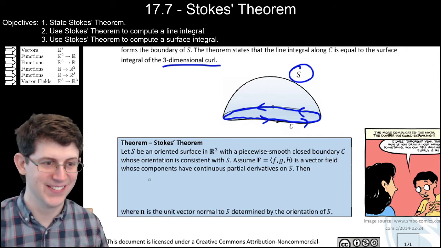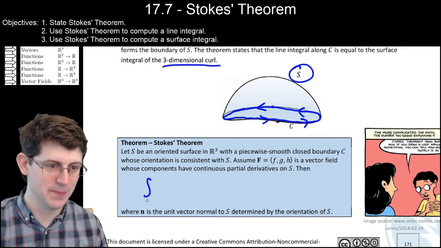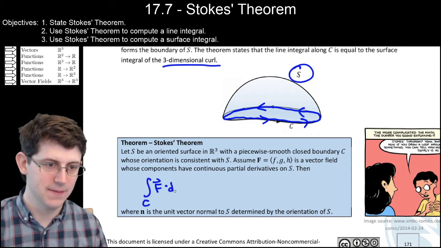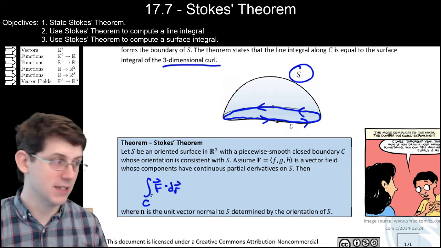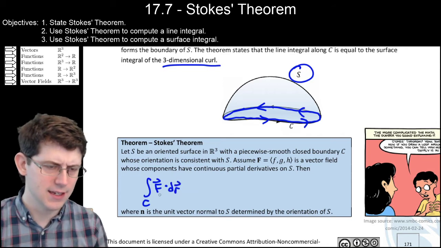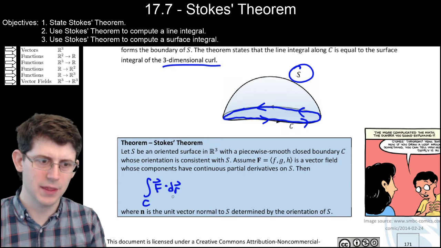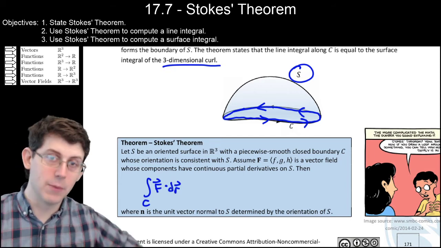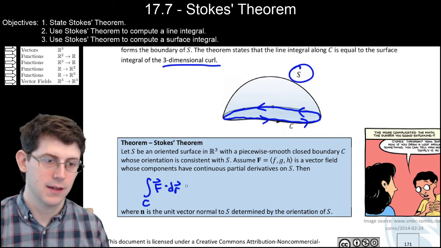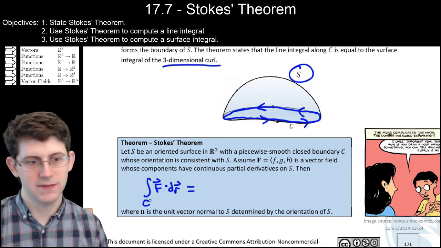Okay, so let's write it down first. Here's the circulation of the vector field on the curve C. Remember, we measure circulation this way because we're asking, does the vector field agree with the direction that the curve is going? When you dot two vectors, you're seeing how much they agree with each other. Stokes' theorem says, yeah, sure, you can find this.